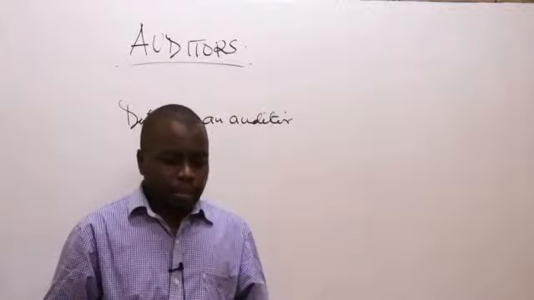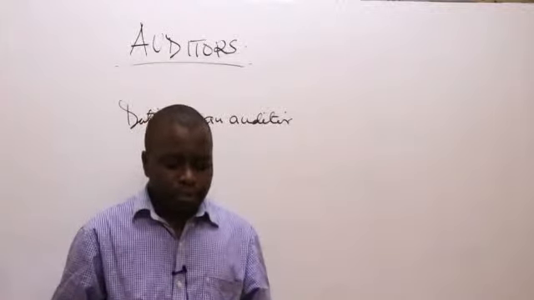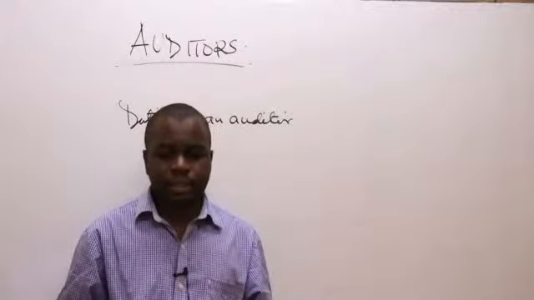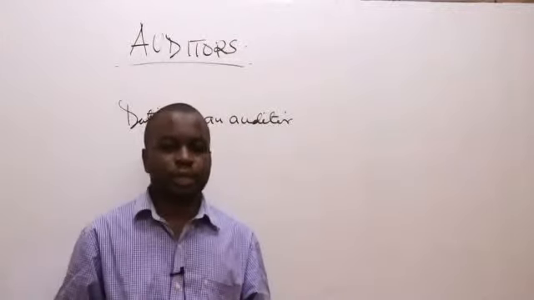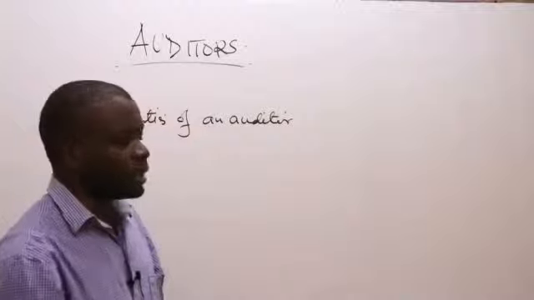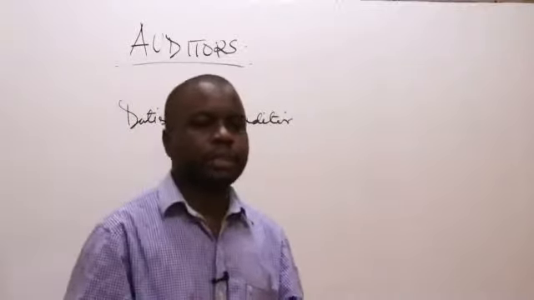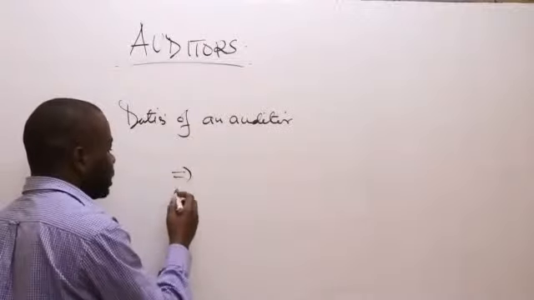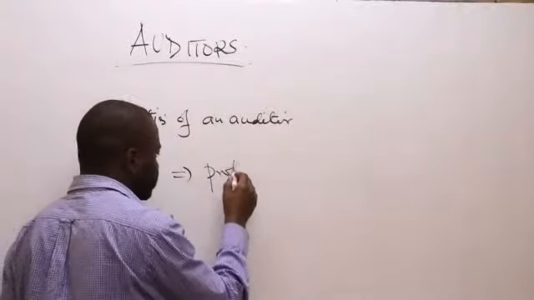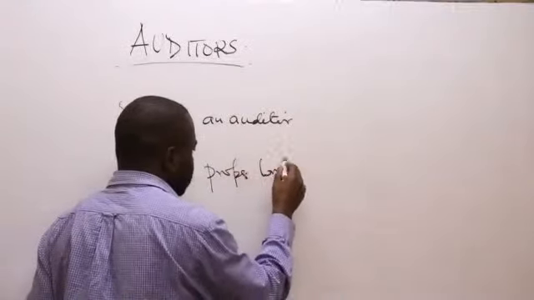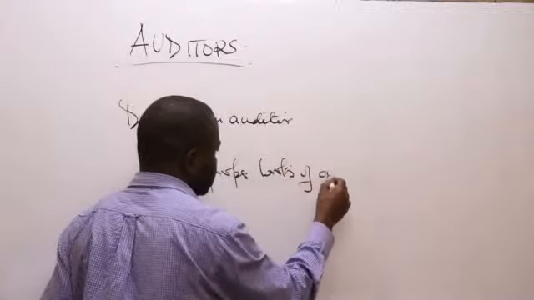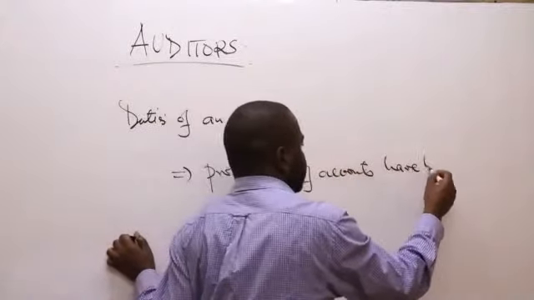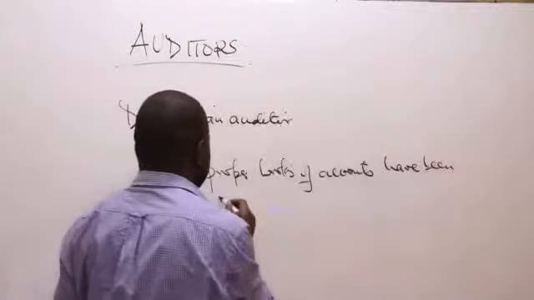So basically what the auditor will likely be able to do when you talk about, for example, laying before the members of the company the accounts, when he's carrying out his work, then of course he'll likely ensure that adequate or proper books of accounts have actually been kept by the company. So the key thing here is that he must ensure that proper books of accounts have been kept by the company.